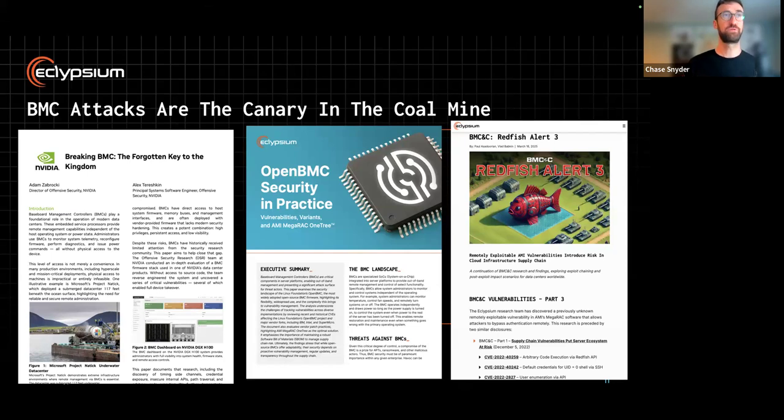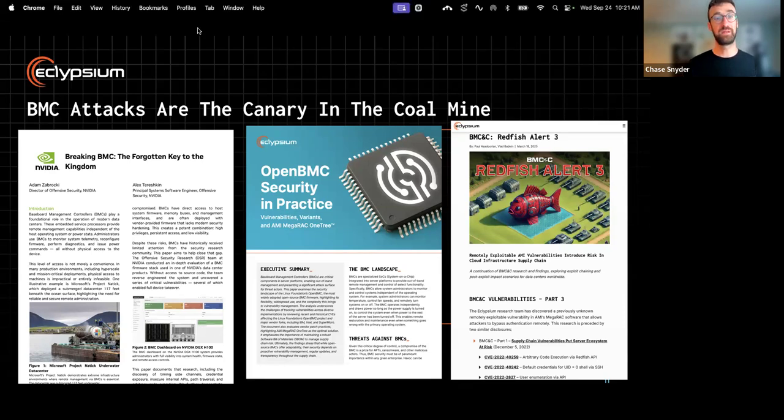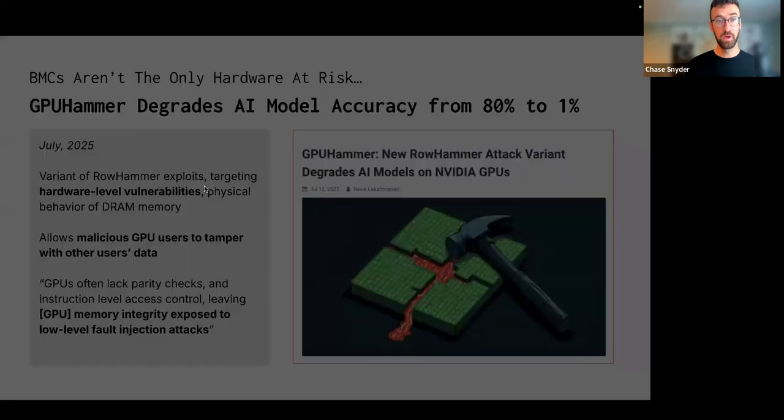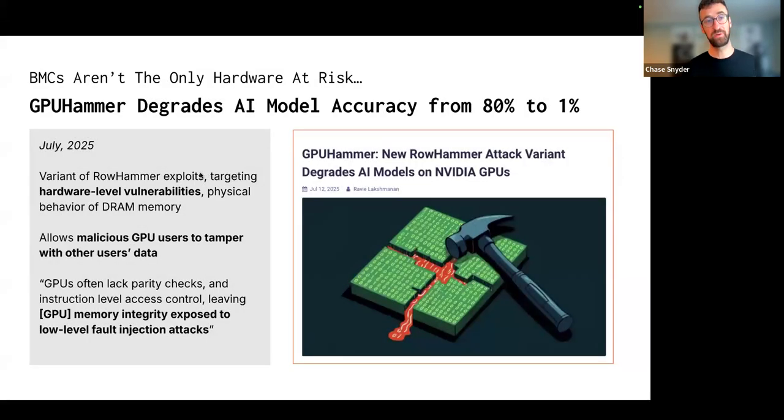So the overall message here is that BMC attacks are not the only hardware-level infrastructure risk to AI data centers, but it is something that is coming up quickly, and I'm expecting us to see more and more news stories of exploits and vulnerabilities in BMCs. Hopefully nothing too devastating, but the possibility is there. But BMCs are not the only hardware that's at risk.